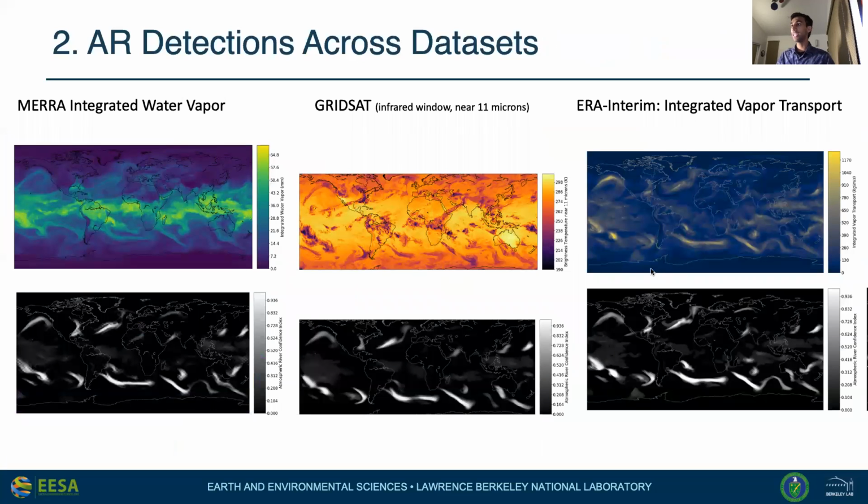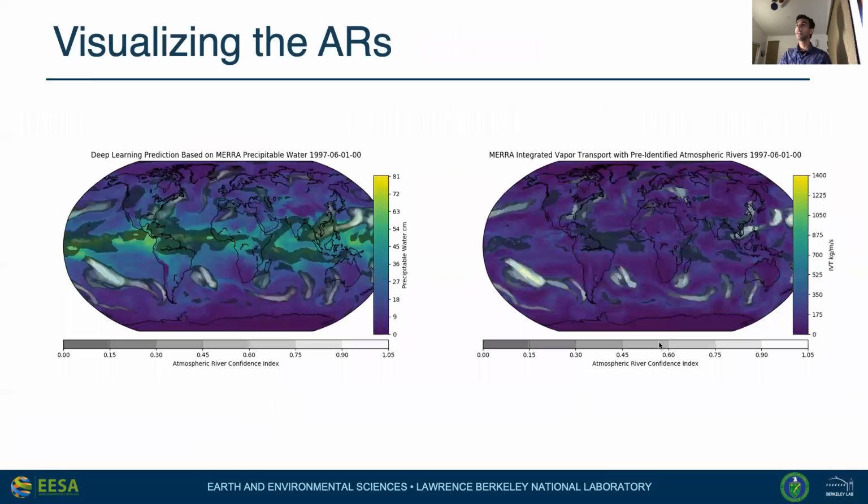Finally, let's bring this all together and show how atmospheric river detections can be used to detect ARs in different data sets. So here we show that neural networks can detect atmospheric rivers in integrated water vapor, in satellite data, and in integrated vapor transport. And regardless of the input field, the detections are roughly constant.